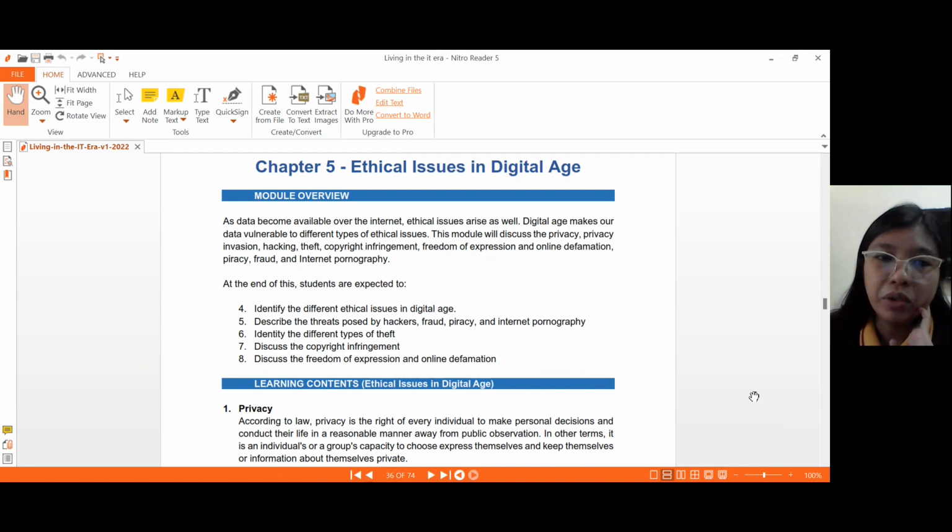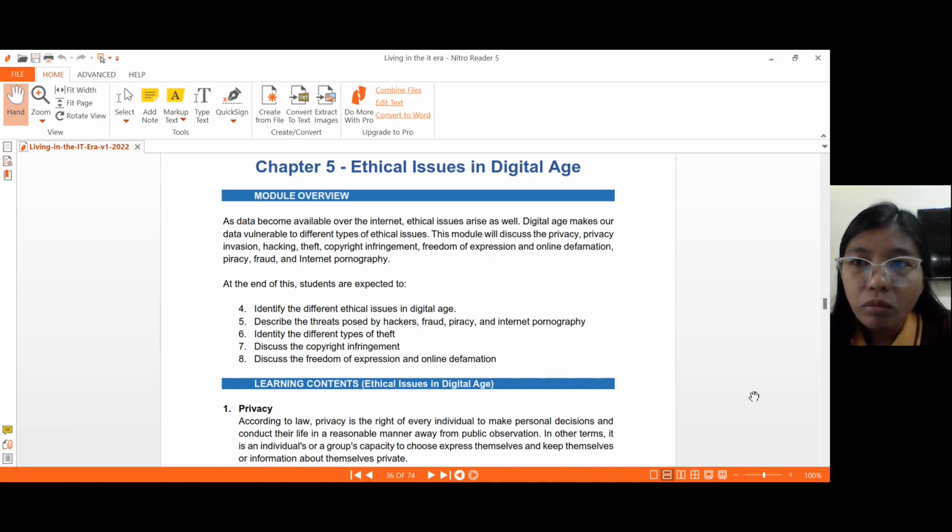And internet pornography. Okay, so at the end of this, you're all expected to identify the different ethical issues in digital age, describe the threats posed by hackers, fraud, piracy, and internet pornography. Identify the different types of theft, discuss the copyright infringement, and discuss the freedom of expression and online defamation.